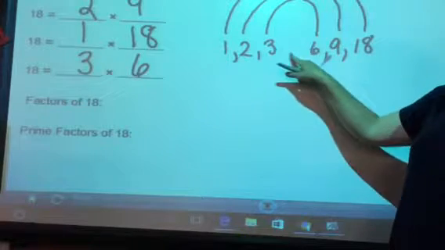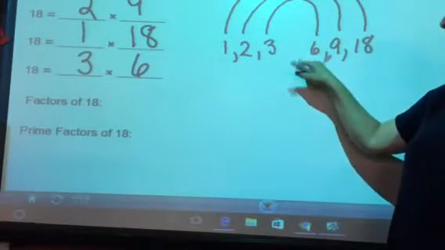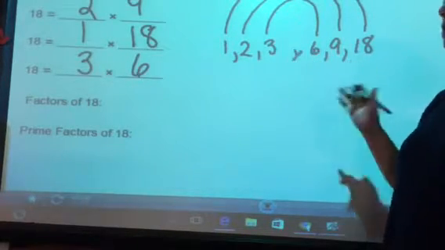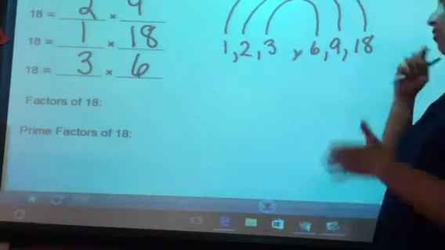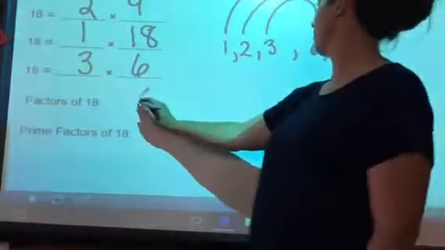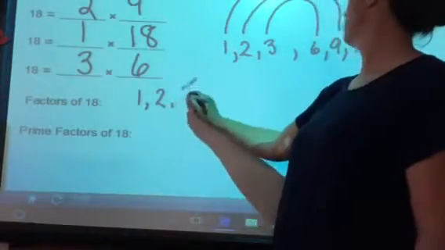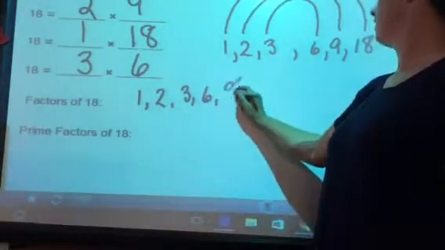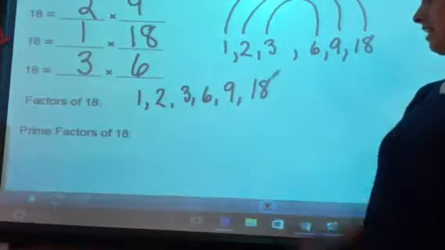And so we're only left with 2 numbers in the middle, and 4 and 5 don't work. So you know you're done. That's why I like it. You narrow it down to where you don't have any more choices. And so the factors are 1, 2, 3, 6, 9, and 18.